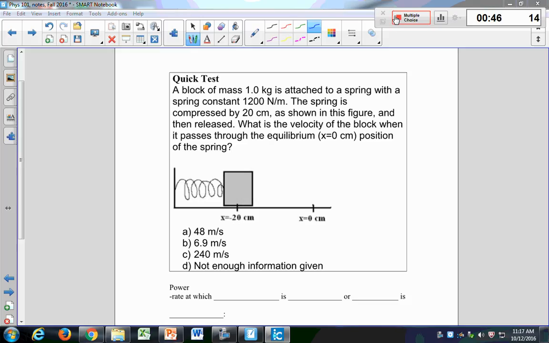If you finish this one right away, I'm going to have a second question. It's not going to be a clicker question, but we're going to consider what is the speed at 10 centimeters from the equilibrium position. If you want to start thinking about that, you can. At 10 centimeters.